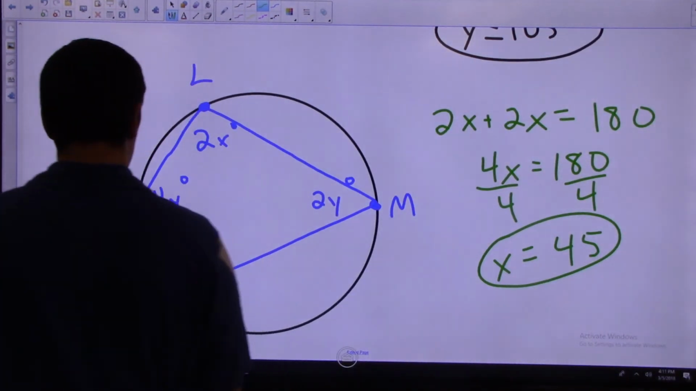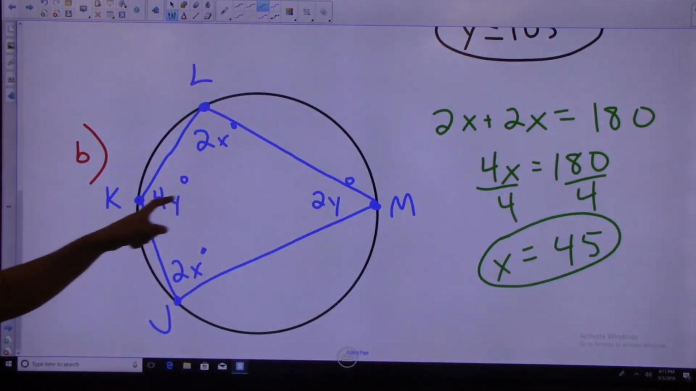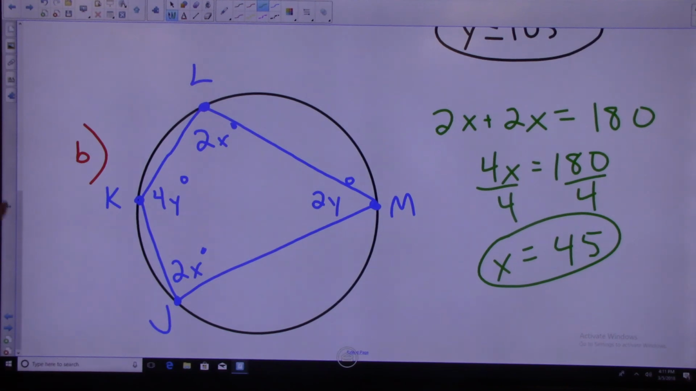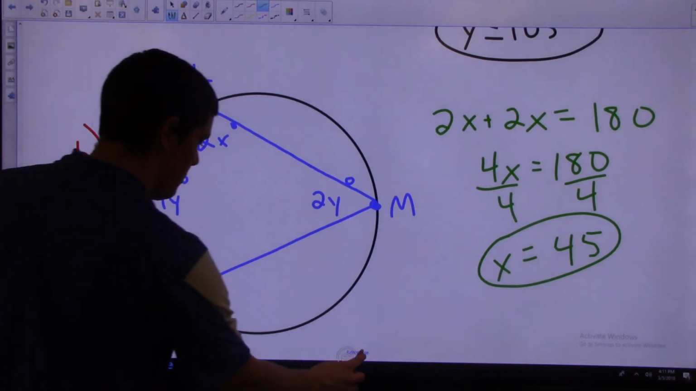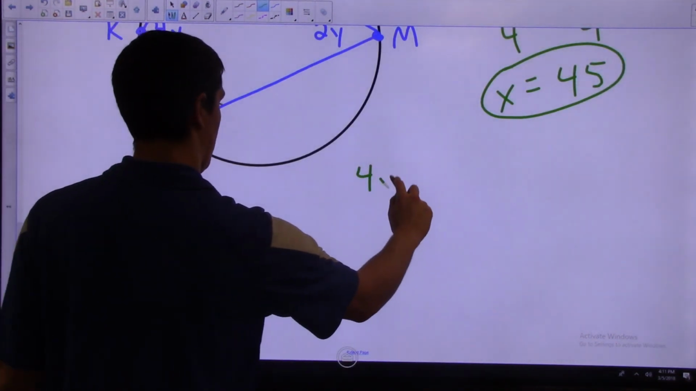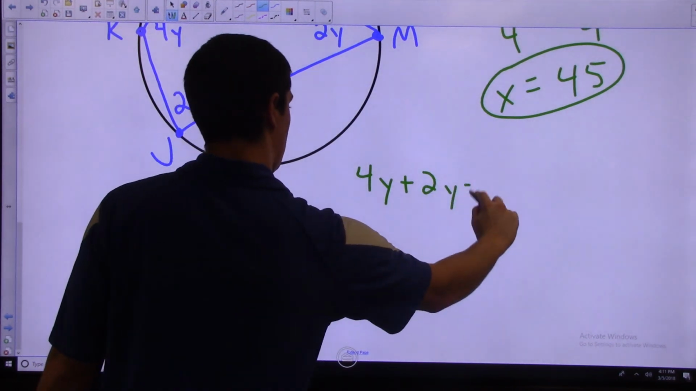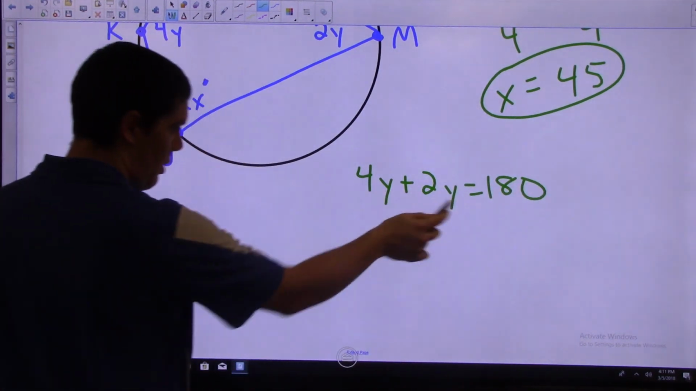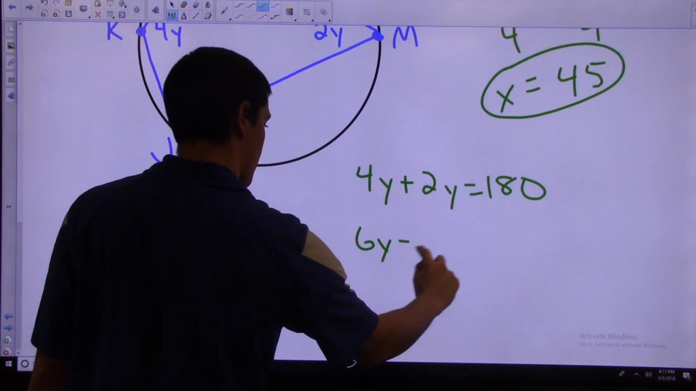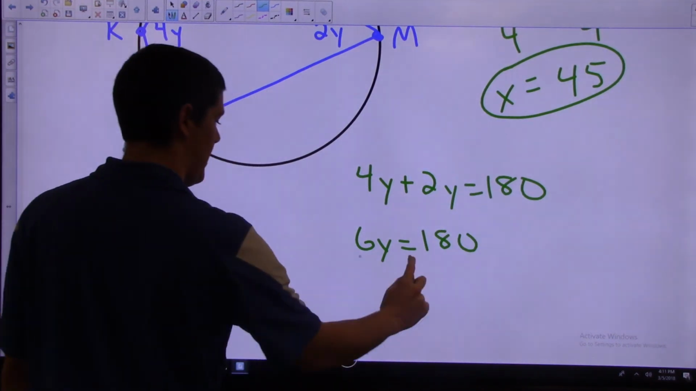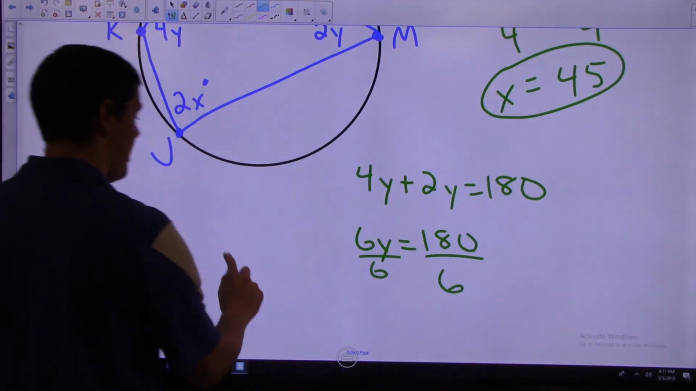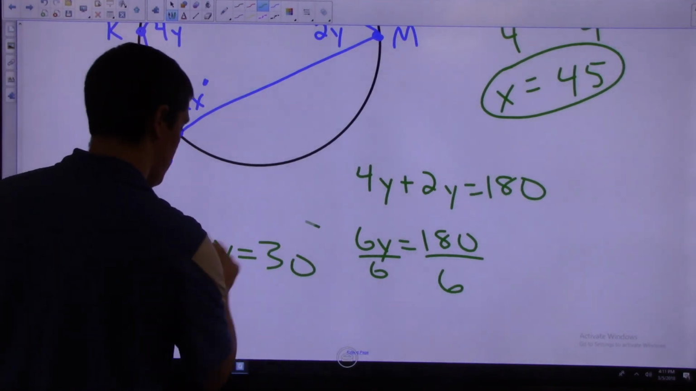Okay, the last thing, 4y and 2y, those are opposite angles, so they have to be supplementary. So to finish this, it's going to be 4y plus 2y equals 180. 4y plus 2y is 6y equals 180. And so divide by 6, y is going to equal 30.